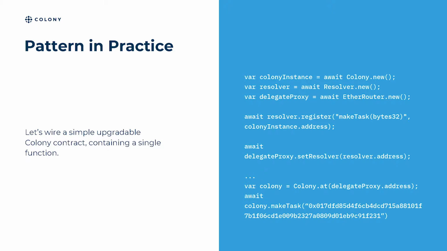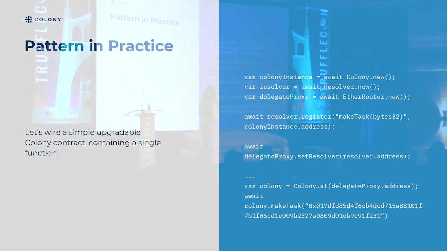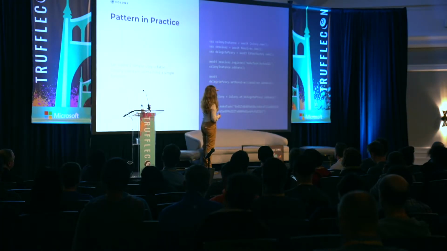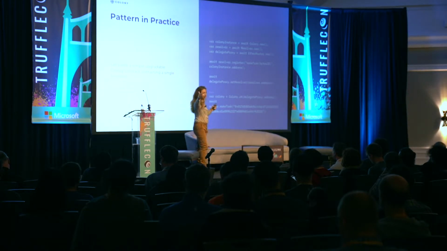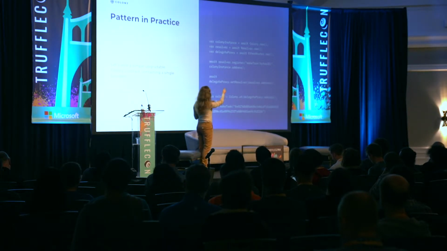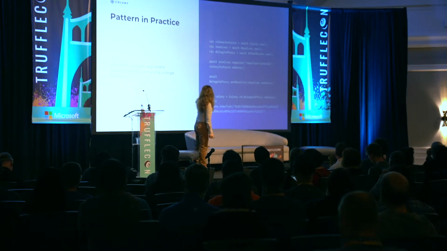So the first thing you do is you need to have an instance of each of the three layers from the first diagram I showed: a colony, a resolver, and an e-router. E-router acts as our delegate proxy, so that's what I named it. Then you register that new function on the resolver, so e-router knows where to look stuff up. And then you set the resolver on the delegate proxy. So you are doing the whole chain kind of backwards, because things are dependent on each other. So e-router knows where the resolver is, the resolver knows where the implementation of make task is, and it all comes together at the bottom, which is the weird part.